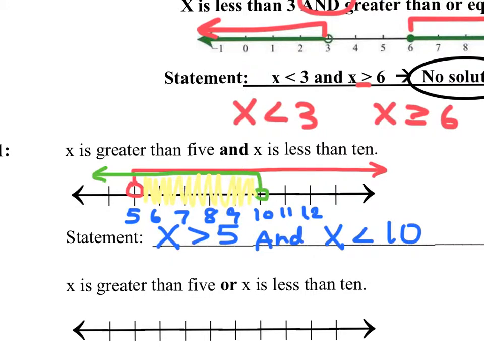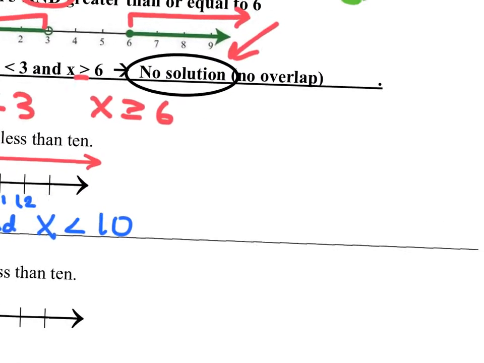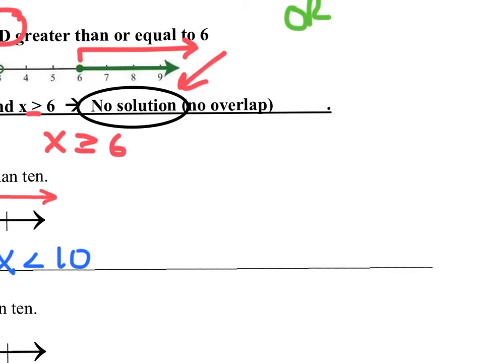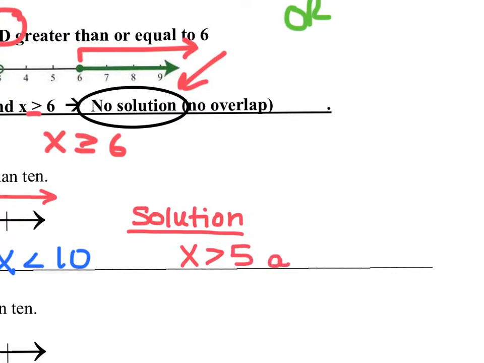So what's my final solution? My final solution is exactly the original problem. So if there is an overlap, you guys, then you're just going to write for your solution exactly the problem as it is, because it's a true problem. It works.